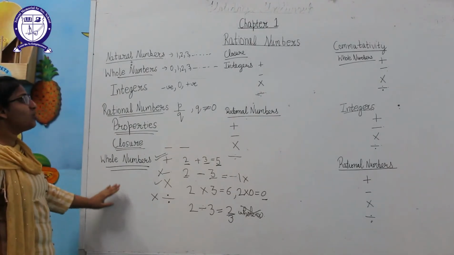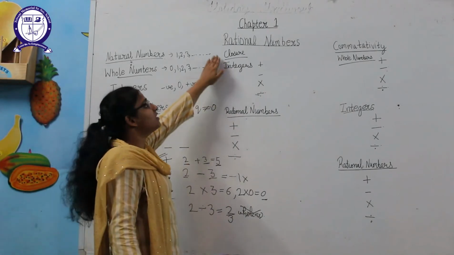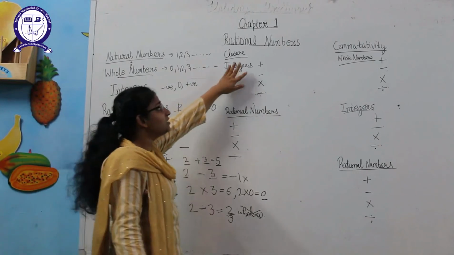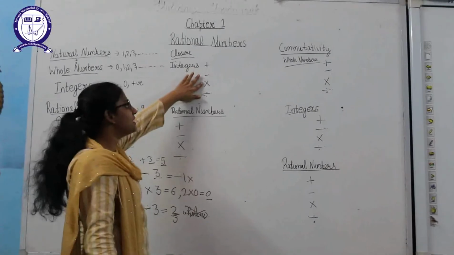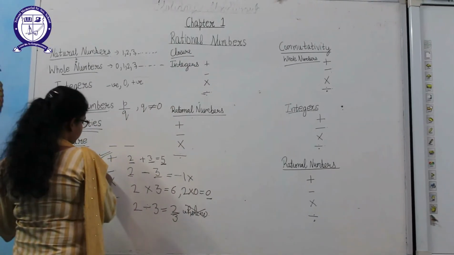It's all about the whole numbers. Now we will talk about the integers. What about the closure property for the integers under the following operations, which are again addition, subtraction, multiplication and division? So we will do it.